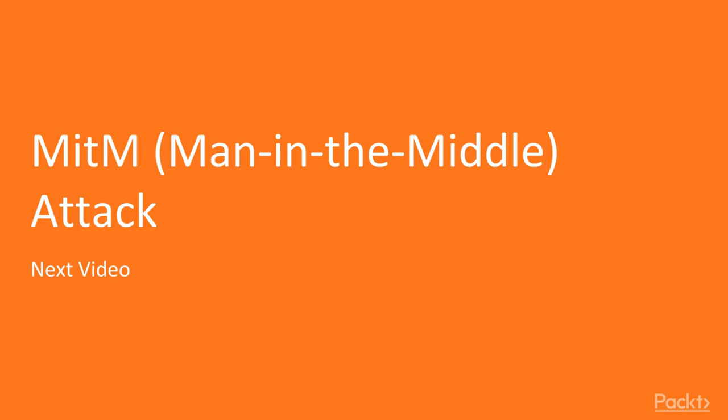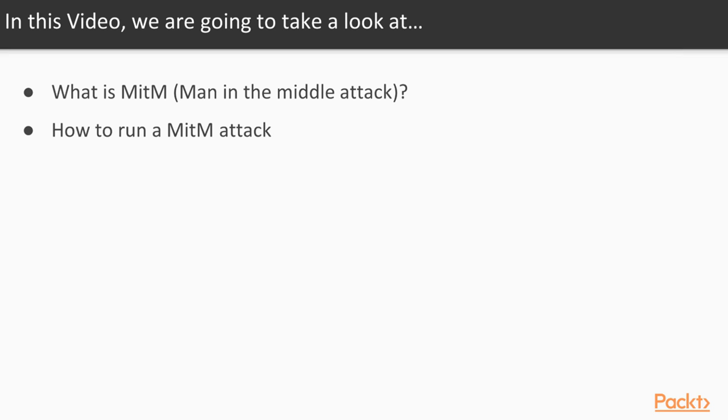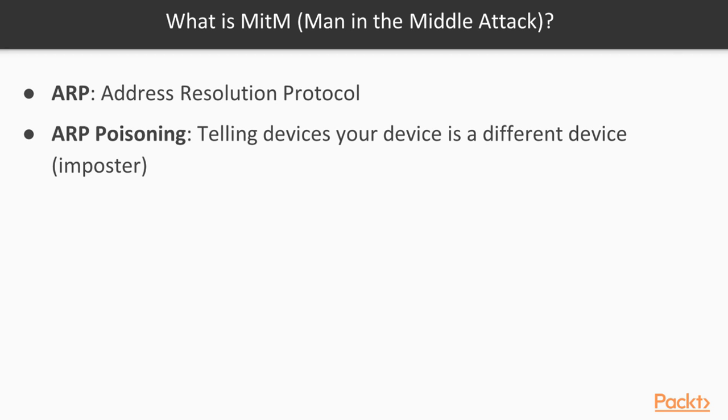Welcome to Ethical Hacking for Beginners, Man-in-the-Middle Attack. In this video, we're going to take a look at what a man-in-the-middle attack is and how to run one. So what is the man-in-the-middle attack? In this version, we're going to be using something called ARP poisoning. ARP stands for Address Resolution Protocol.